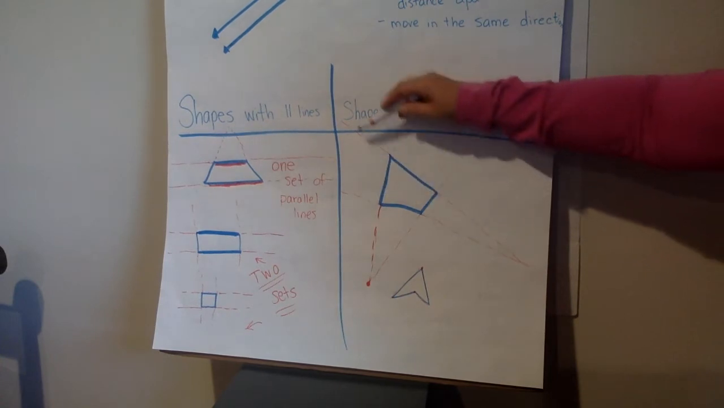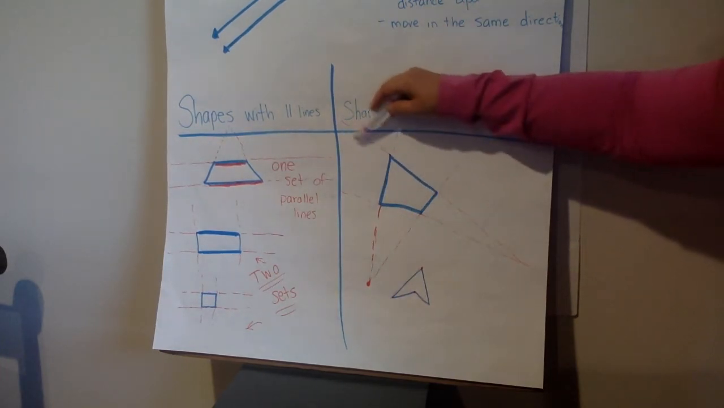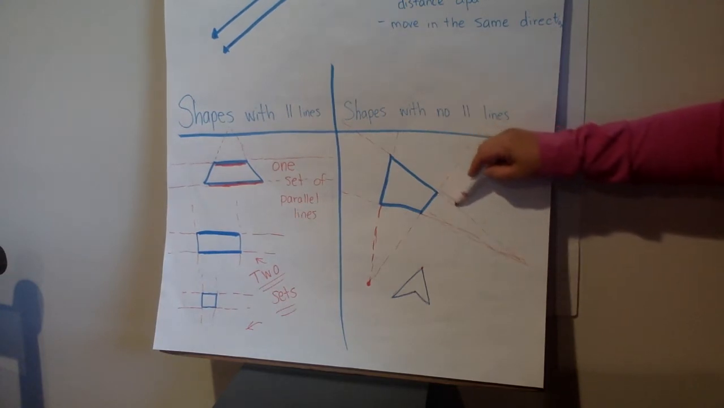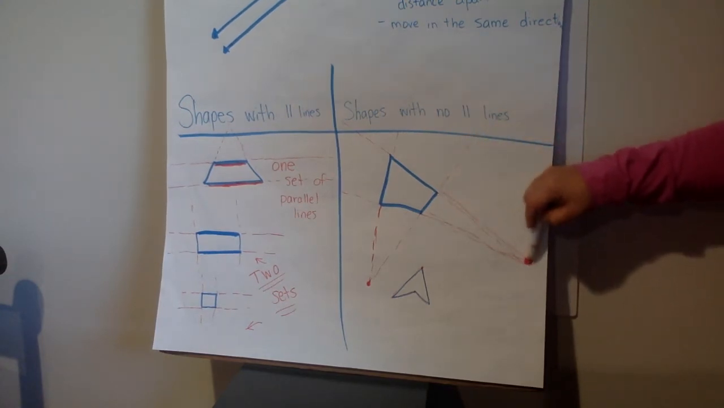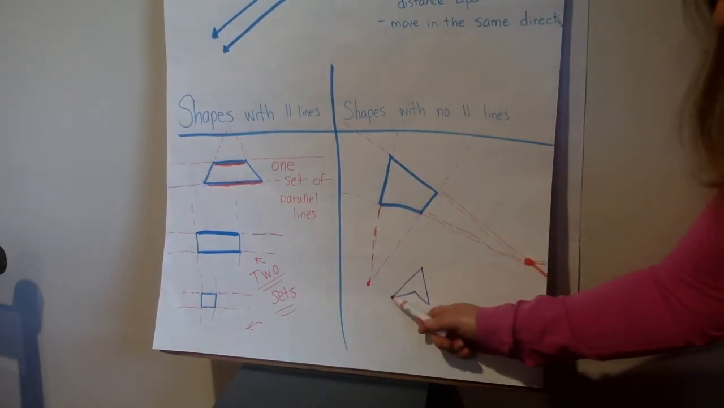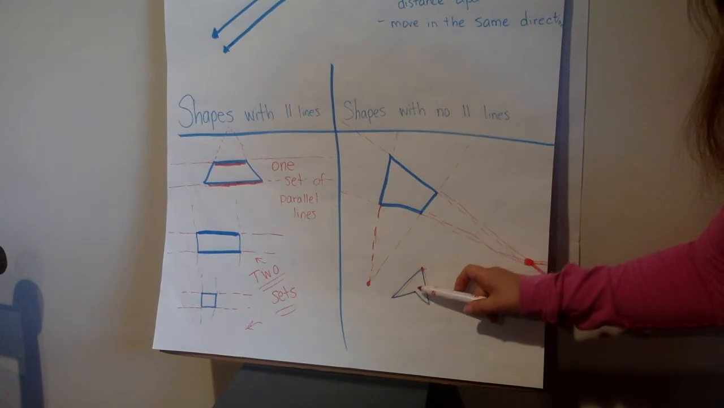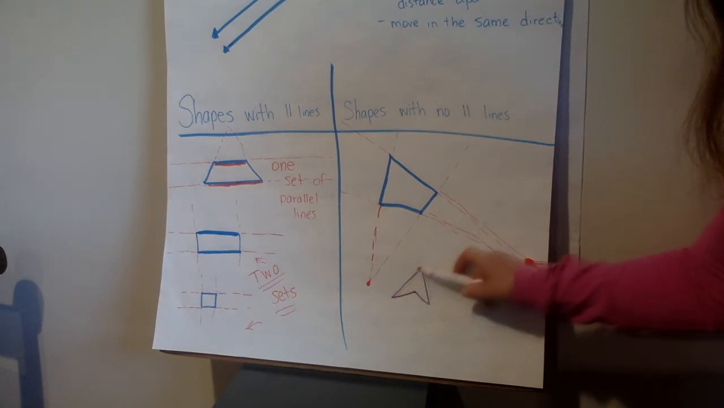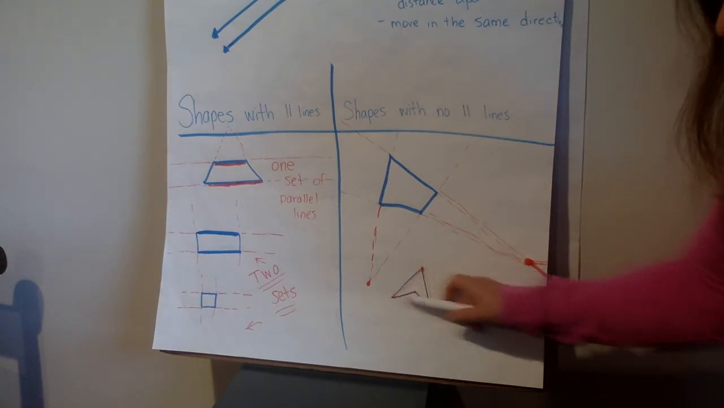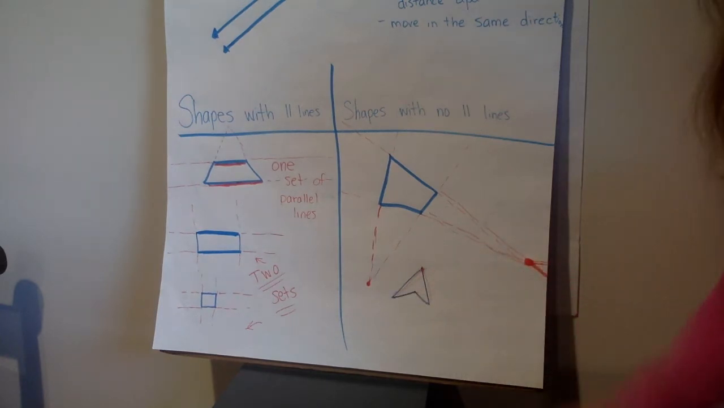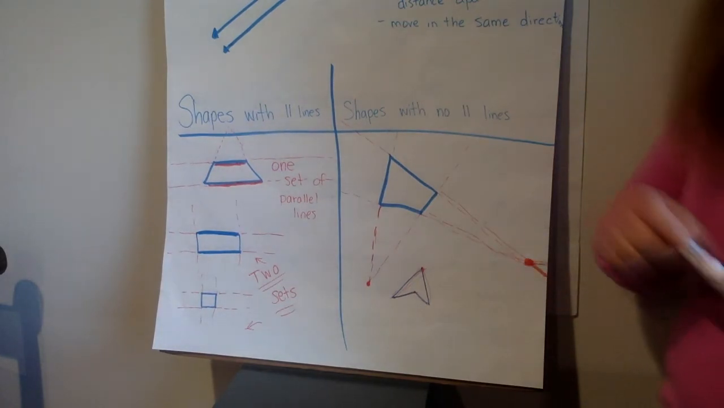Same with this set of not parallel lines. If they went on forever in this direction, they would eventually cross, they would meet at a point. So this shape down here, they've already met. Like this line meets here and meets here. But also, if we were talking about this line and this line, they're already at their points. This has no sets of parallel lines. So I hope that is clearer for you.